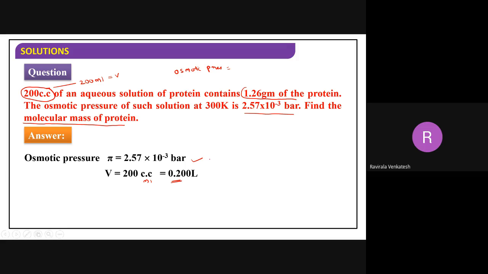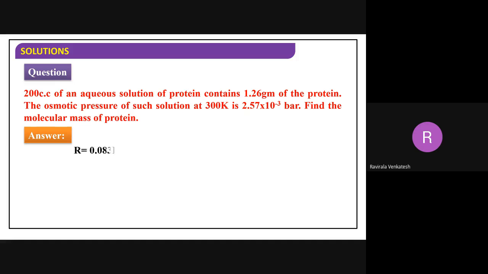I will explain later. Next, temperature, how much is given? 300 Kelvin, here it is given. 300 Kelvin, right. And the weight is also written, weight how much? 1.26 grams. And R, you take what?